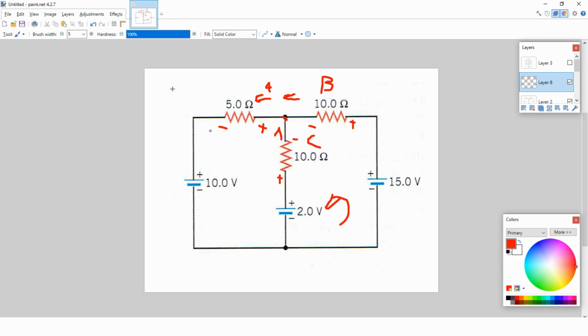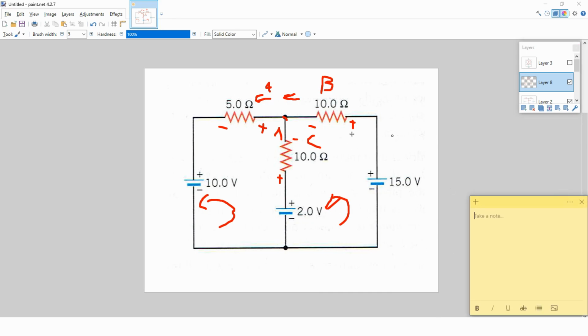I always like doing counterclockwise. I don't know why, but it doesn't seem to work too well for the negative signs. But yeah, plus minus, plus minus, plus minus. We just drew our resistances, and we can set some equations already. We have C and B flowing in, A going out. So B plus C is equal to A.